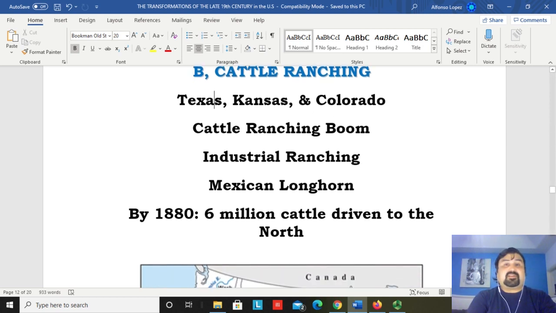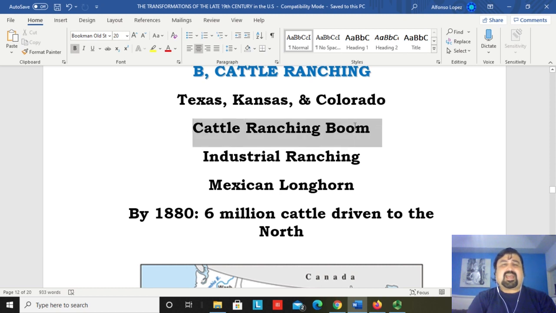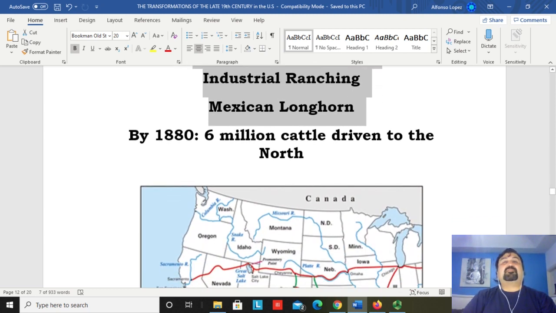So, gigantic ranches. There are going to be investors and financiers buying millions of acres of land and grazing as many cattle as possible. And that created what is called a cattle ranching boom in the United States, leading to what today we call simply industrial ranching. This is the beginning of industrial ranching. It's mass production, and now people are interested in raising and grazing hundreds of thousands, millions of cattle. They're now thinking about millions, of course, because of the new technologies.